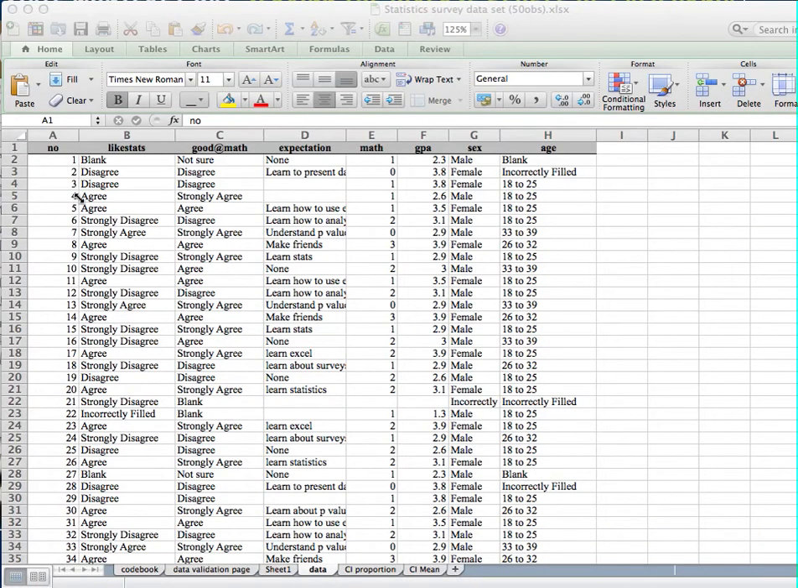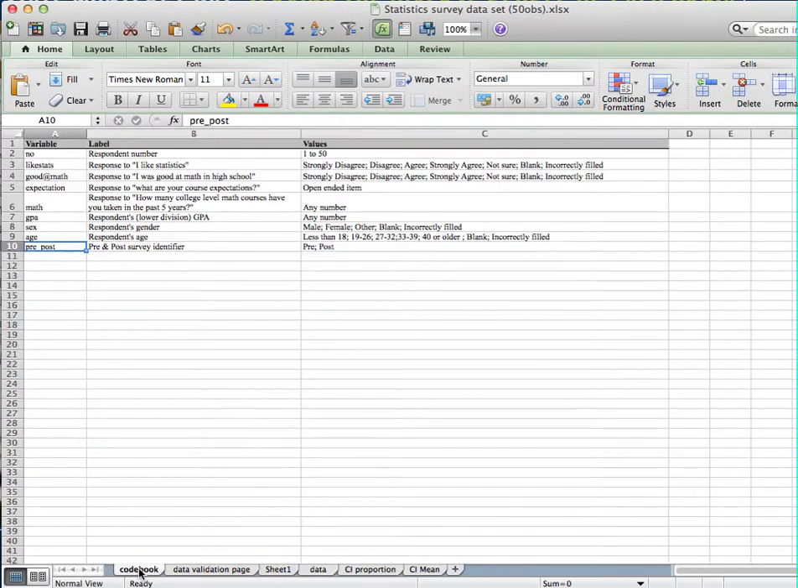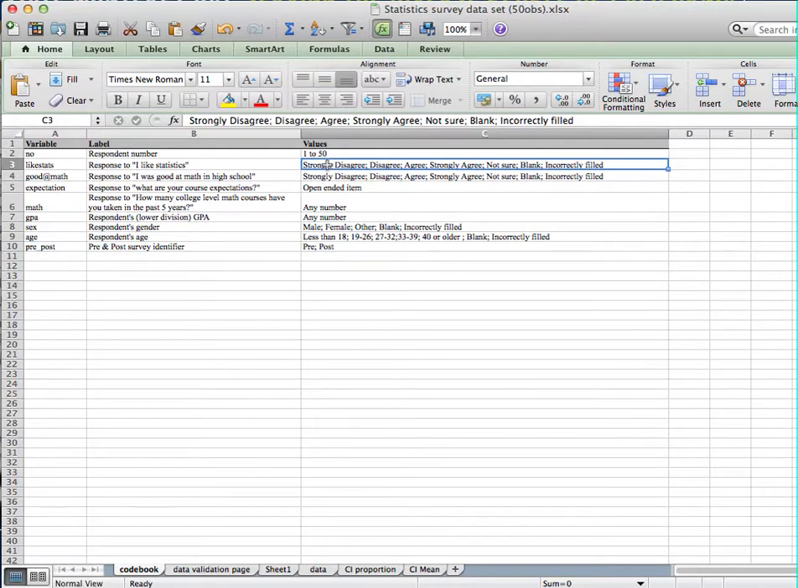Okay, now let's move to Excel. This is what we have on the data set. I introduced all the 50 surveys here. That's the first survey. This is the question like stats. If you go to the code book, you can see like stats is responses to "I like statistics." These are the values you can take. And specifically, we want to know the proportion of students who strongly agree with this statement in the population.